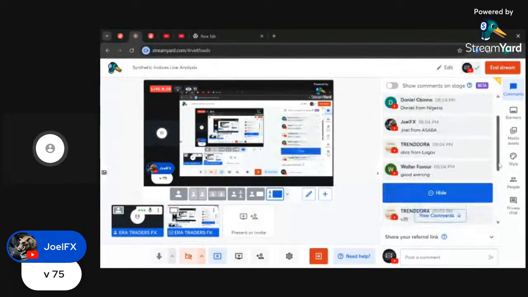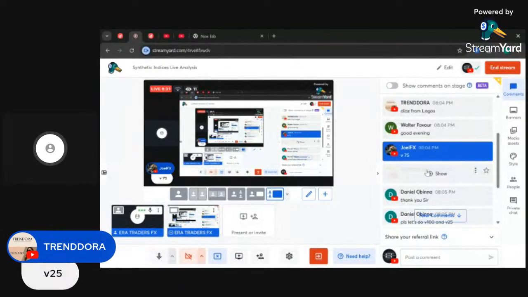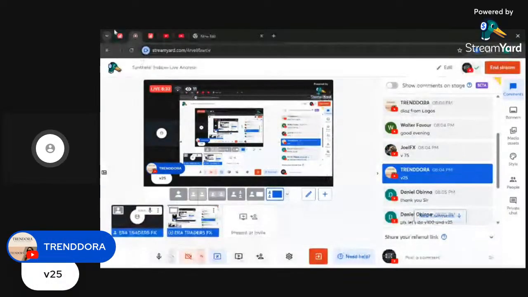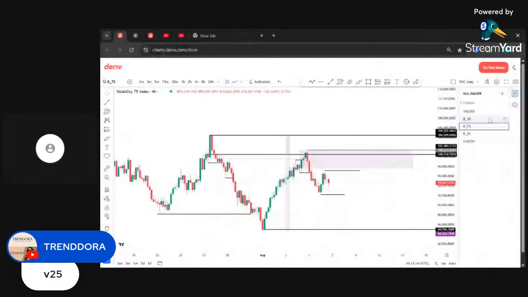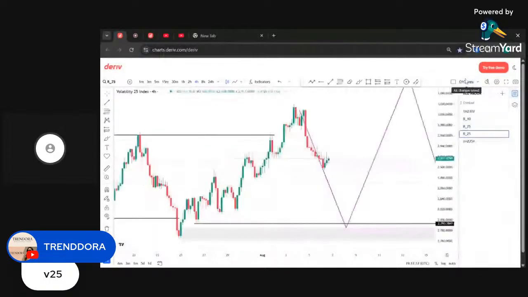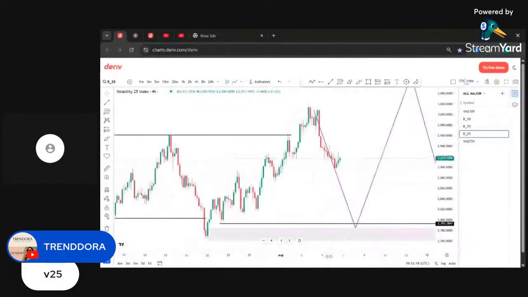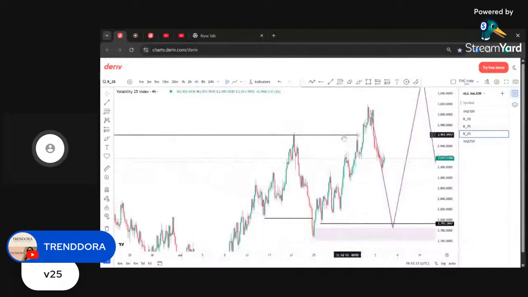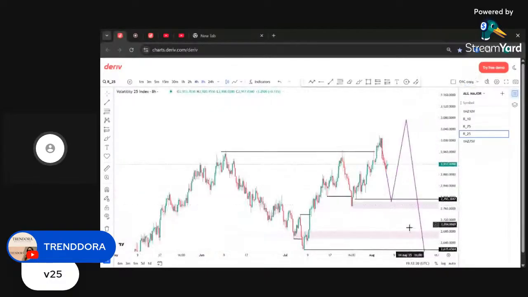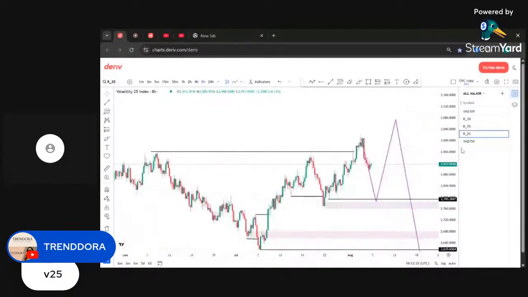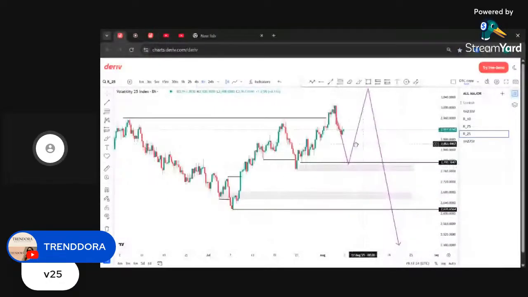The next we have here is V25. Now V25, like we said the last time, V25 did break the structure to the upside right now. I dropped this analysis the last time and I said that this is what we'll be expecting. So price is still going to drop.